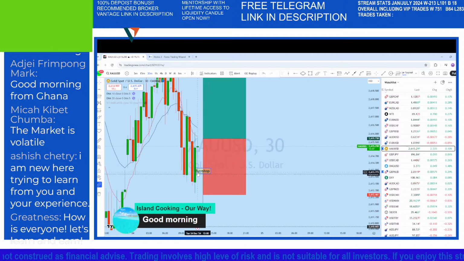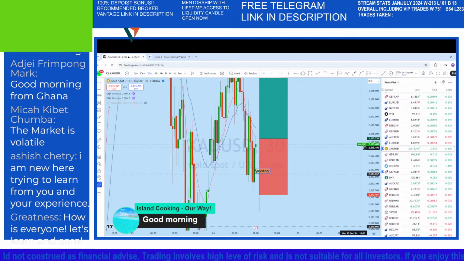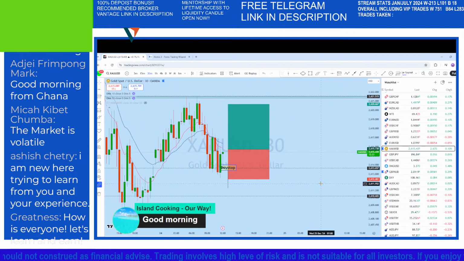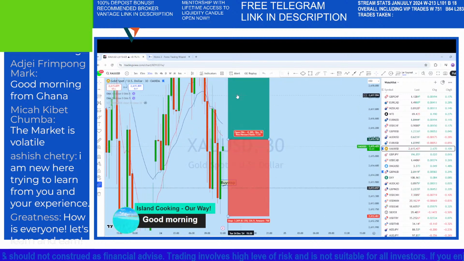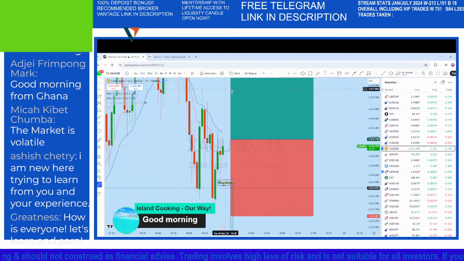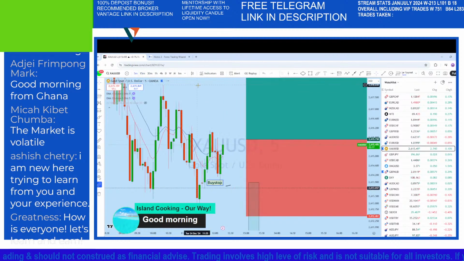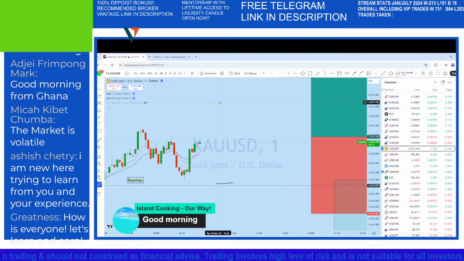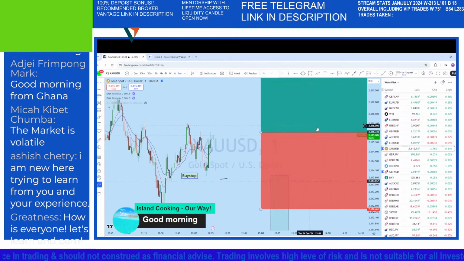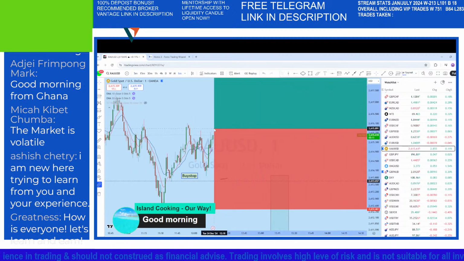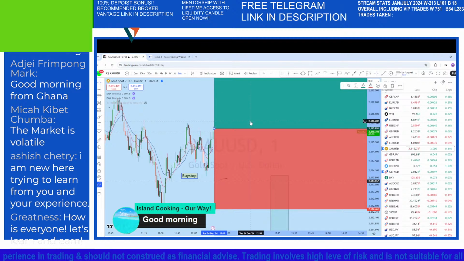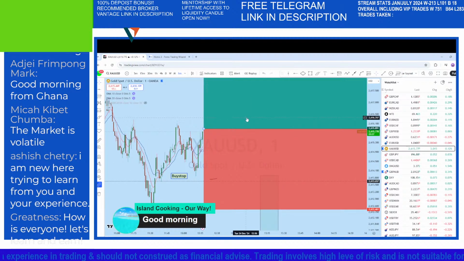So you can see from this support level getting a rejection. Let's look at the 1 minute again. We are on the in our direction now. See that there was a liquidity grab and then bounce.